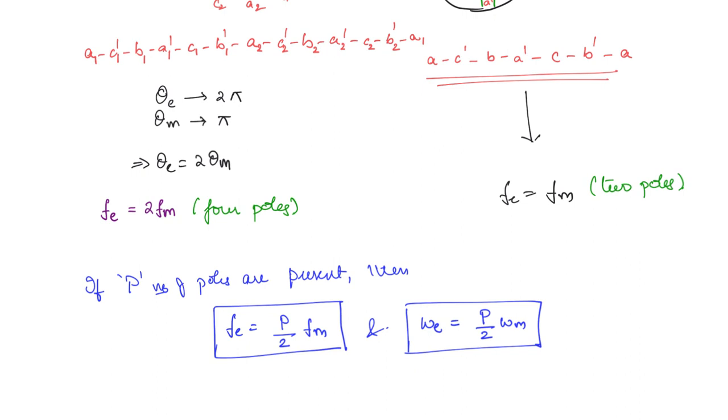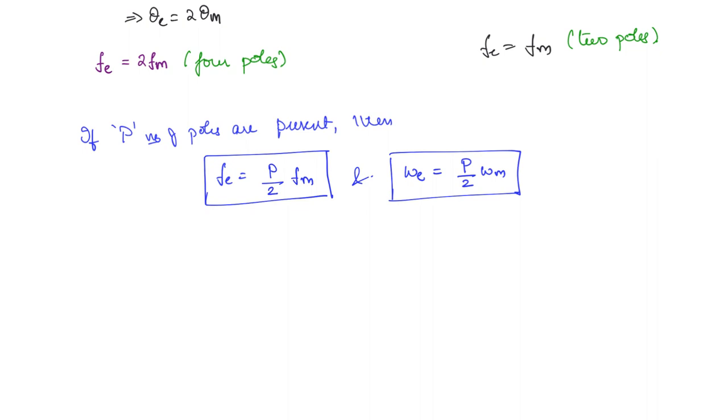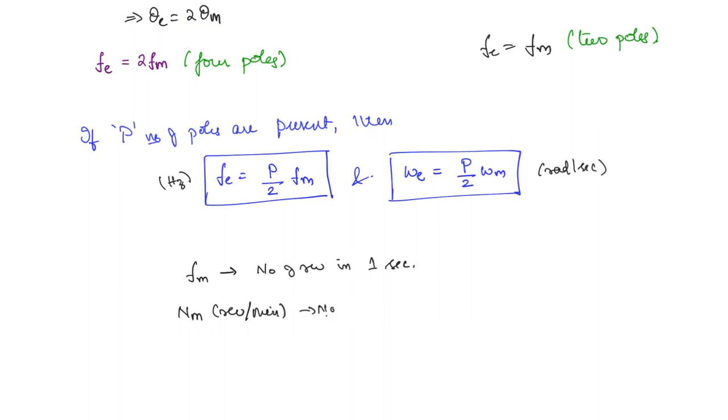Now we can get it in terms of the revolution per minute as well. This is in radian per second, angular speed. This is in hertz, frequency. The frequency is the number of cycles in 1 second, so that means number of revolutions in 1 second. And the speed in revolution per minute, what is it? Number of revolutions in 60 seconds. Meaning that simply Nm is 60 times Fm.